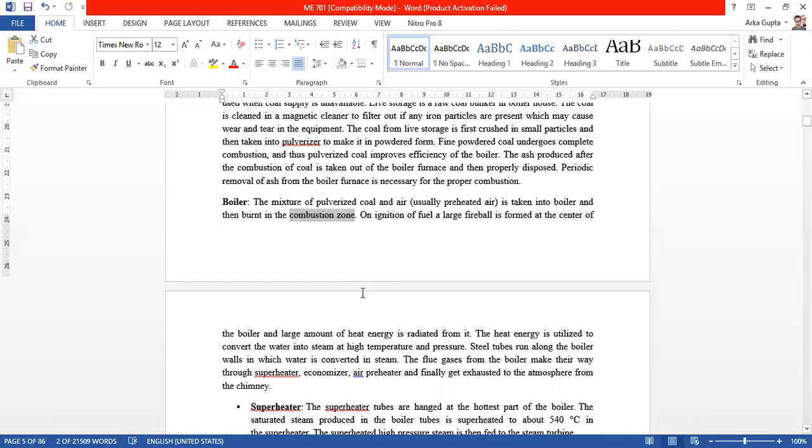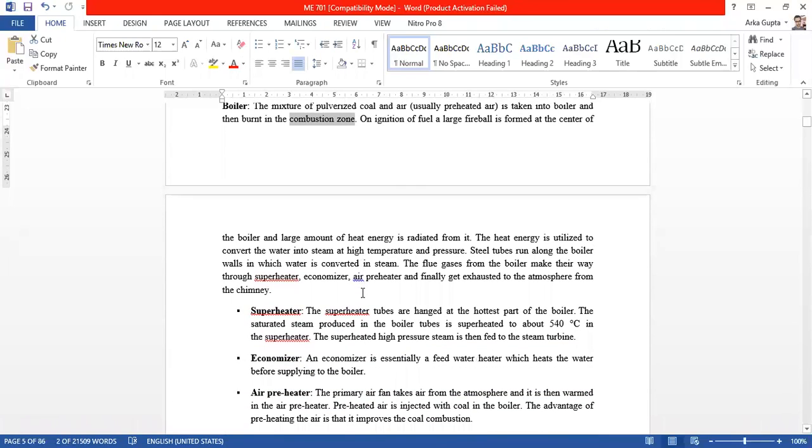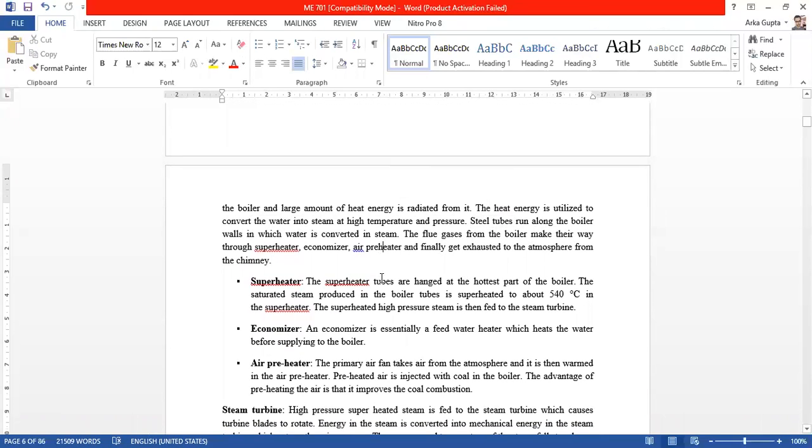On ignition of the fuel, a large fireball is formed at the center of the boiler. A large amount of heat energy is radiated from it. The heat energy is utilized to convert the water into steam, at high temperature and pressure. Steel tubes are used to convert the water into steam. Now flue gases from the boiler make their way to the superheater, economizer, air preheater, and finally get exhausted to the atmosphere from the chimney.